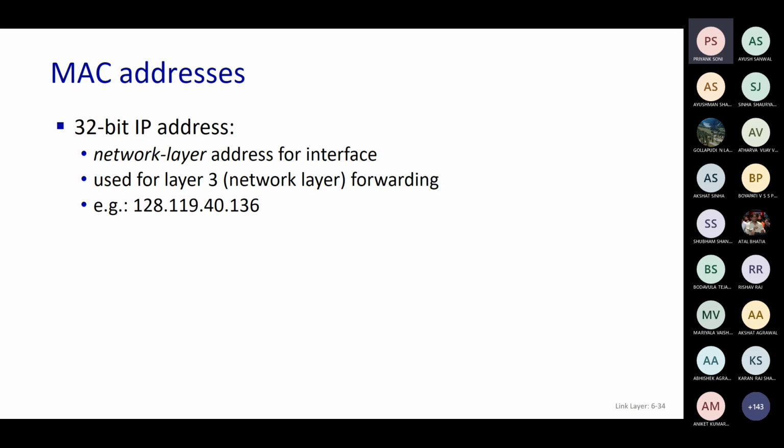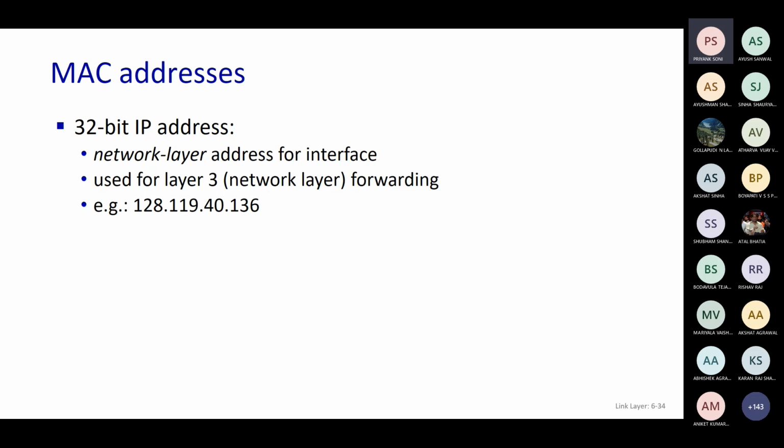Okay, so you have known by now that every host on the network is identified with the help of a 32-bit IP address, assuming that we are using IPv4. Now, this is a network layer address for the interface. Why is it required? Because it helps in forwarding the packet that has been received by the layer 3 device, or the network layer device. So please remember this.